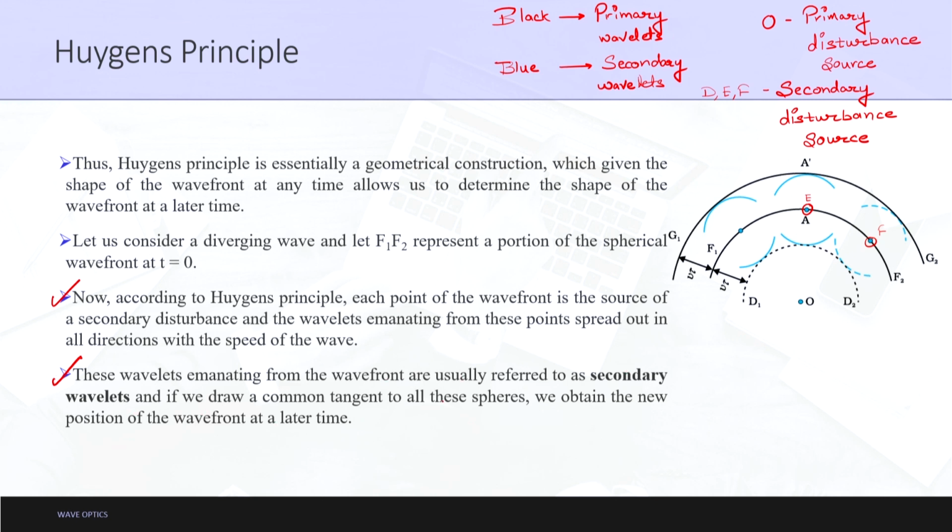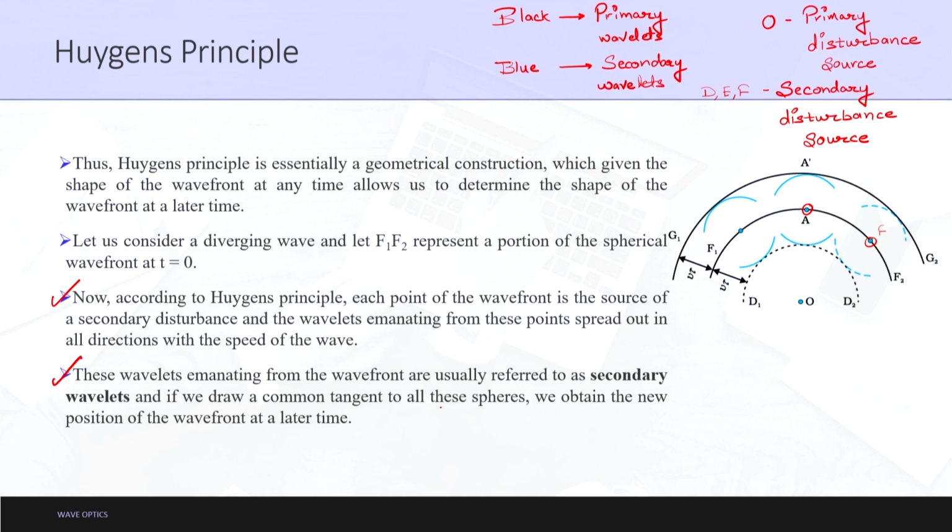If we draw a common tangent to all these spheres, a common tangent is now drawn. As you can see, it is curved here because if I point it here and draw it here, I point it here and draw it here, then the complete tangent will also be in the form of an arc. That is why it is not a straight line.